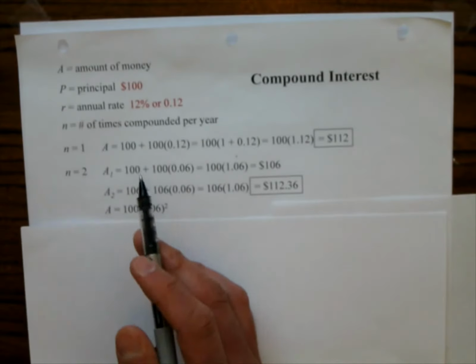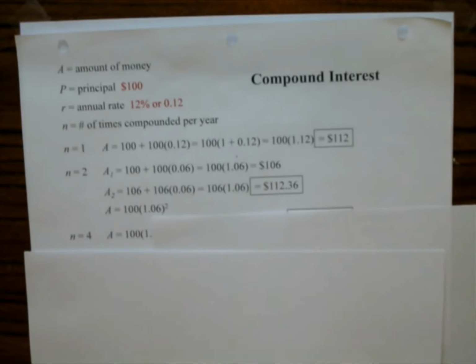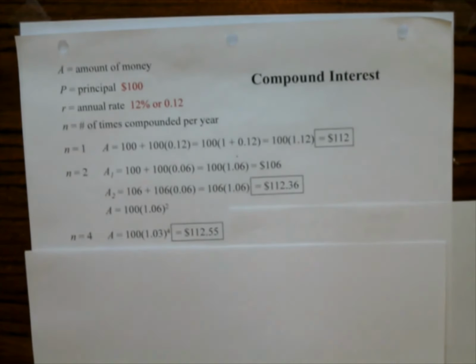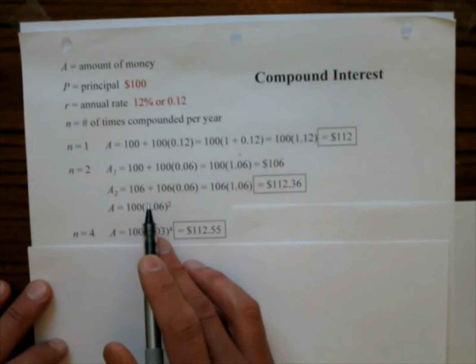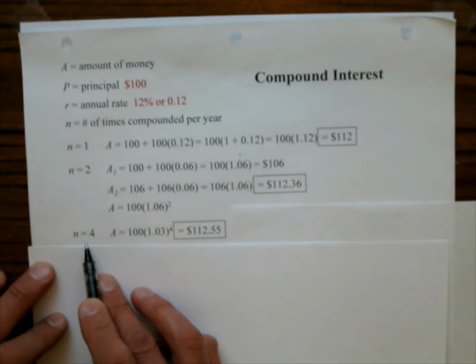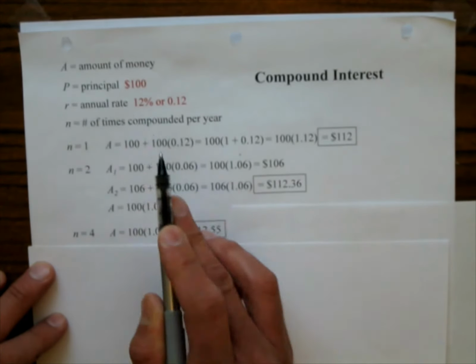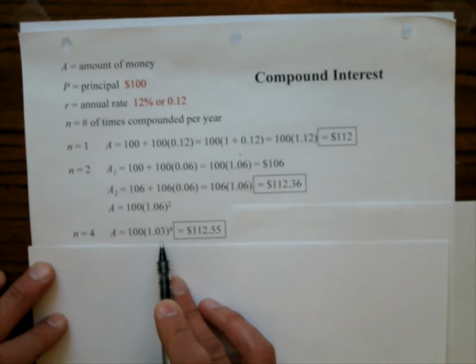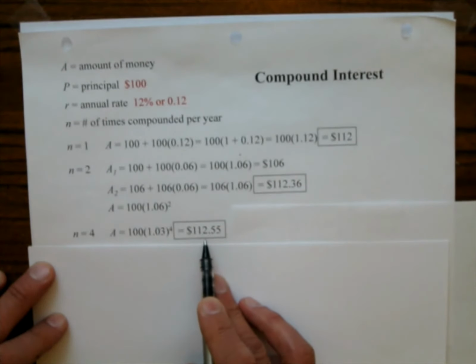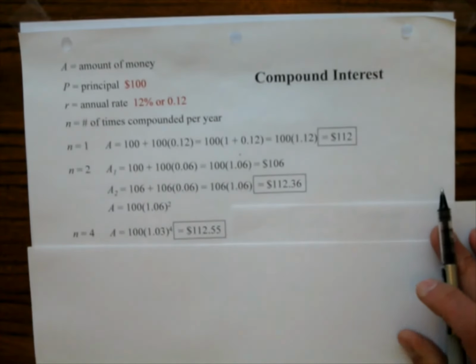So now I'm going to change the n to equal 4. And when n is 4, look what I have here. I just go 100, and instead of 6%, because I'm compounding it 4 times, or quarterly, 4 times a year, I'm going to chop this into 4. I'm going to divide it by 4, and that's going to be 3% each time. So instead of 1.06, because that was 6%, this is 1.03 raised to the 4th, and it gives me $112.55, which is more than the last one.